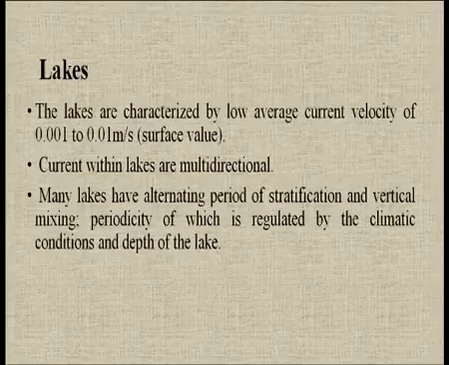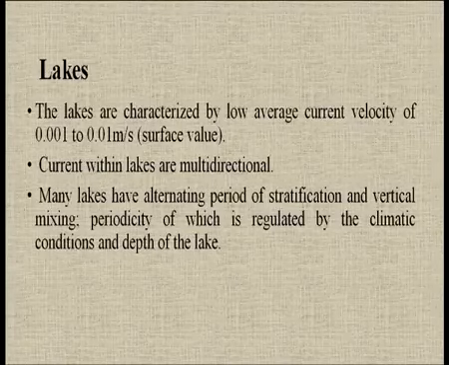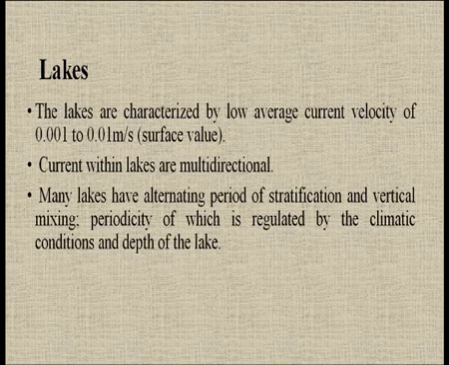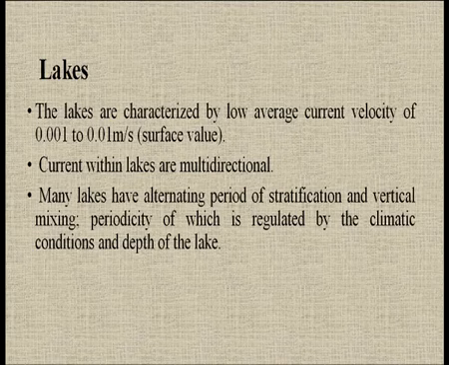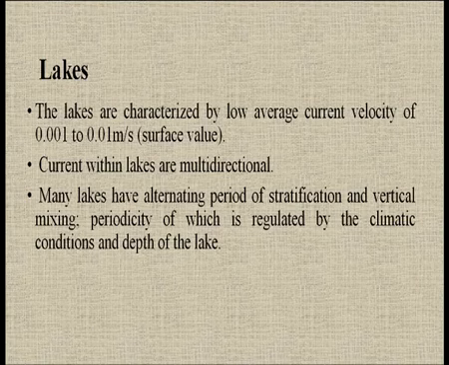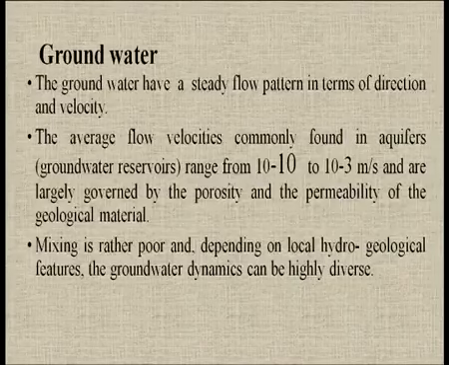In general, thorough and continuous vertical mixing is achieved in rivers due to prevailing currents and turbulence. Lakes: the lakes are characterized by low average current velocity of 0.001 to 0.01 meter per second. Currents within lakes are multidirectional. Many lakes have alternating periods of stratification and vertical mixing, the periodicity of which is regulated by the climatic condition and depth of the lake.